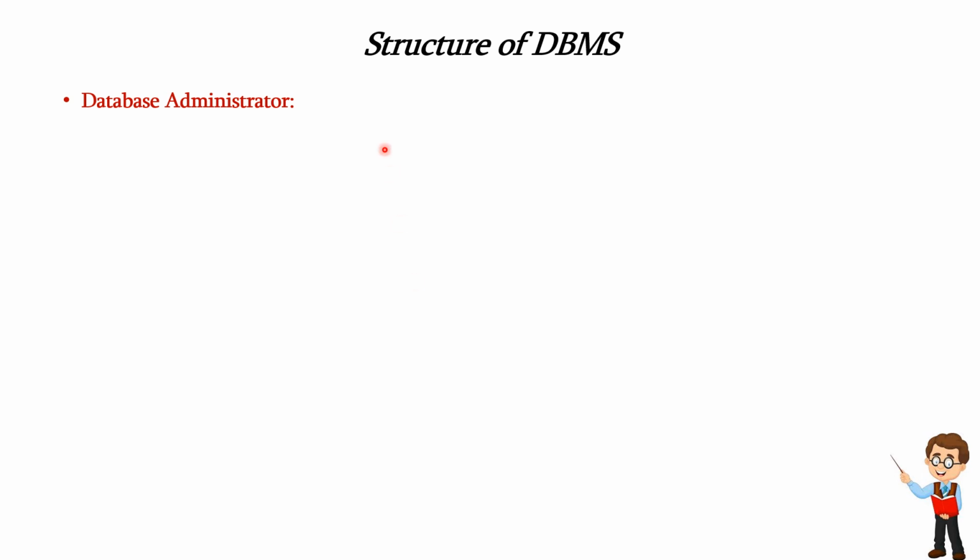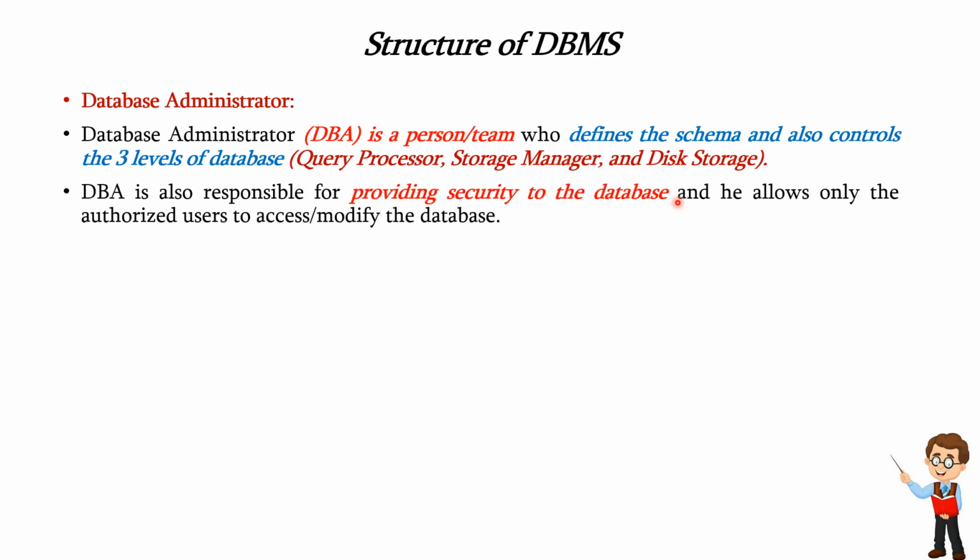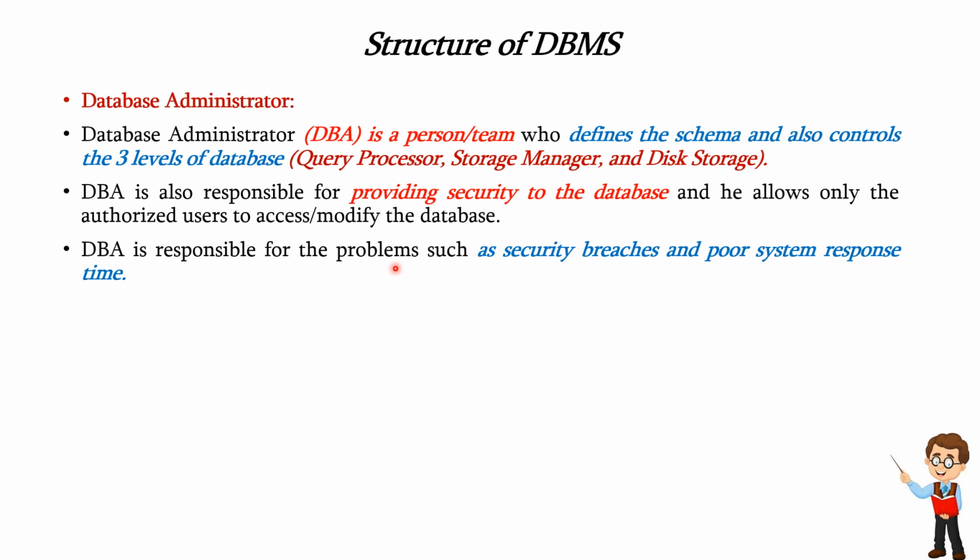He plays the central role in the database management system. DBA is a person or team who defines the schema. Schema means structure of the database, and the DBA also controls the three levels of the database, which are query processor, storage manager and disk storage. DBA is also responsible for providing security to the database, and he allows only the authorized users to access or modify the database. He is also responsible for problems such as security breaches and poor system response time.